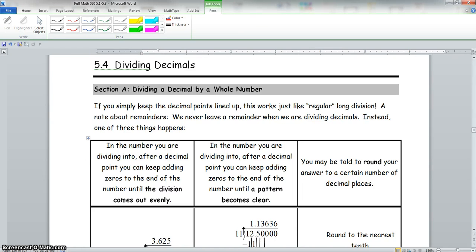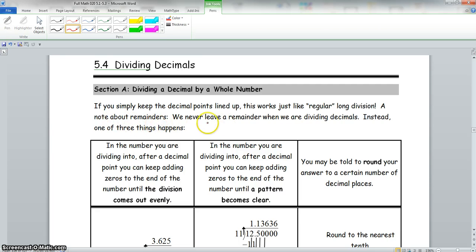Okay, class, we're about to start section 5.4, dividing decimals. Okay, section A, dividing a decimal by a whole number. If you simply keep the decimal points lined up, this works just like regular long division.